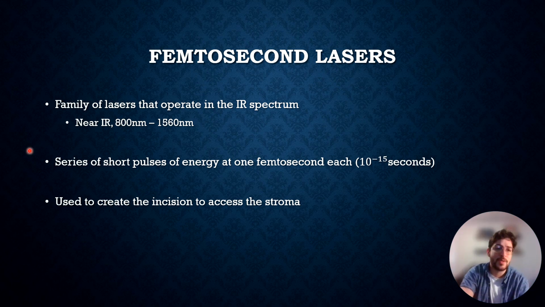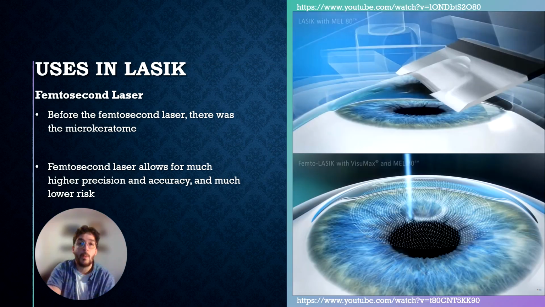Next, we've got the femtosecond lasers. The femtosecond lasers are a family of lasers that operate in the infrared spectrum. Specifically, these lasers are going to be in the near IR range, anywhere from 800 nanometers to 1,560 nanometers. And they operate by a series of short pulses of energy at 1 femtosecond each, hence the name, which is 10 to the negative 15th of a second. And so they are used to create the incision on the cornea to access the stroma.